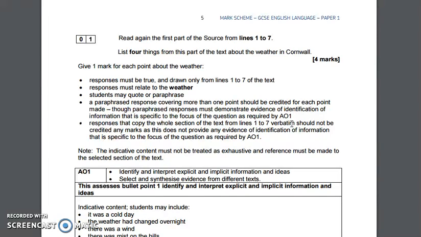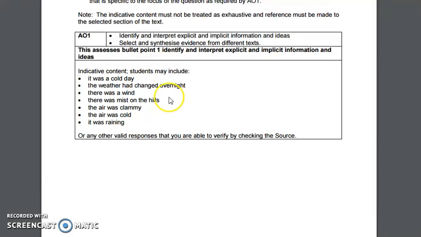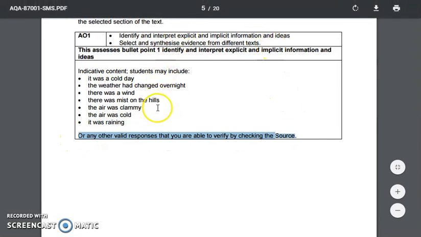What you can do is copy a section with a little bit to introduce it, which I will show you how to do in the answer. But I would say this one, do not be fooled by this. Do not think, oh, it's okay to run long, rambling sentences. Your sentences should kind of look like these examples. Yeah, so there was a wind, there was a mist on the hills, the air was clammy, the air was cold, that kind of thing. And it says always at the bottom that anything else that is true that you can check. Yeah, so these are just a hint.